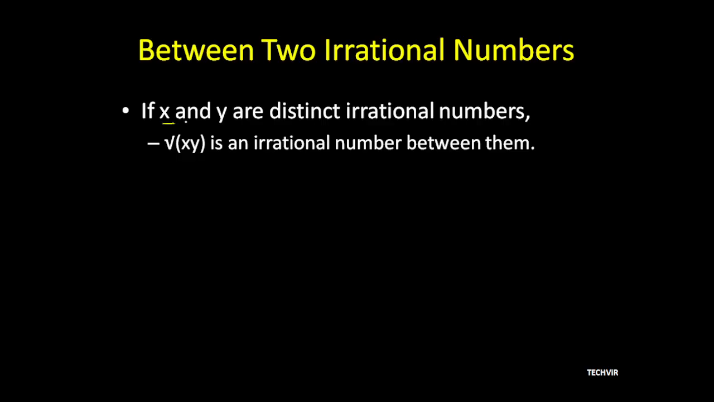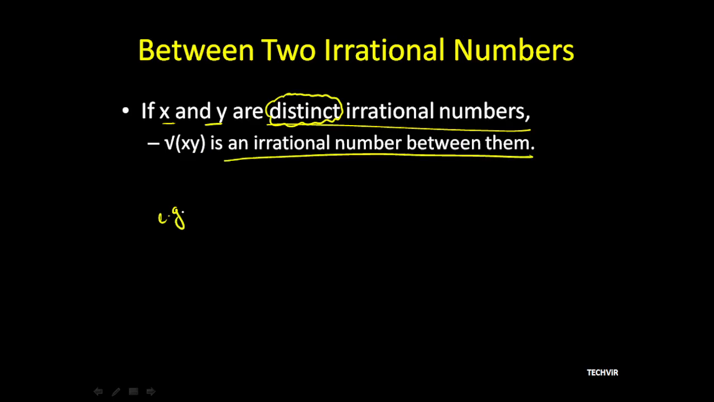See, if x and y are distinct irrational numbers, suppose we have two distinct irrational numbers. Distinct means they should be different. If x and y are two different irrational numbers, then the square root of the product of x and y is an irrational number between them.